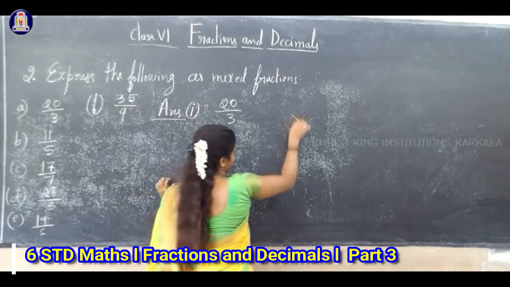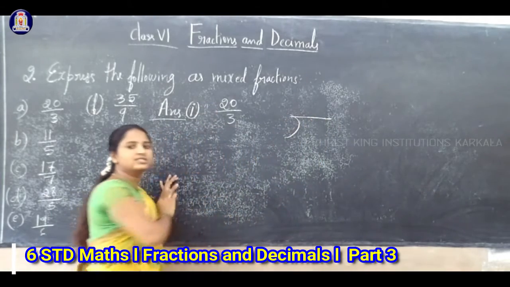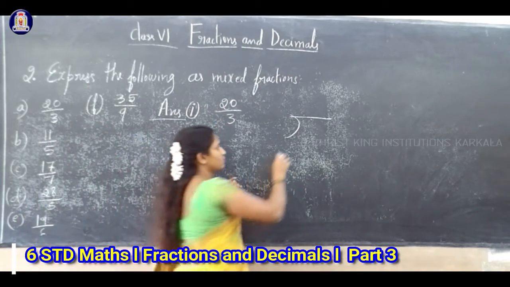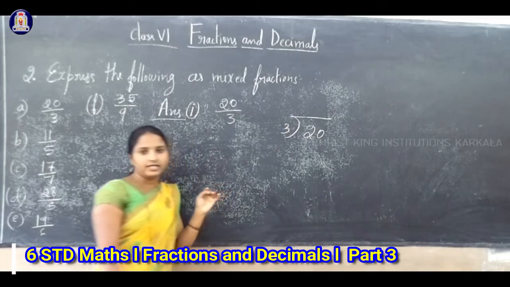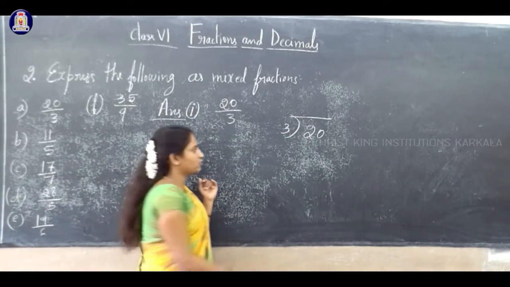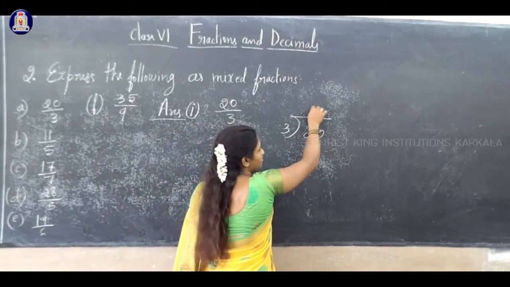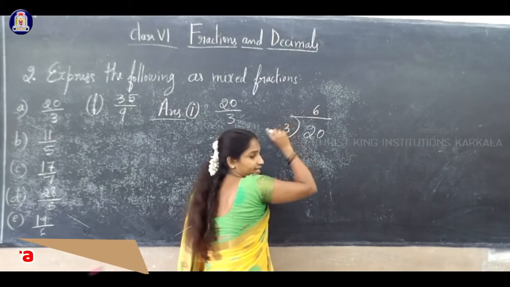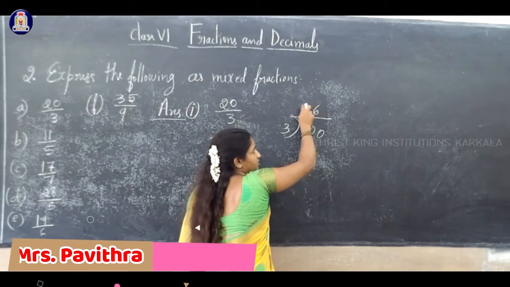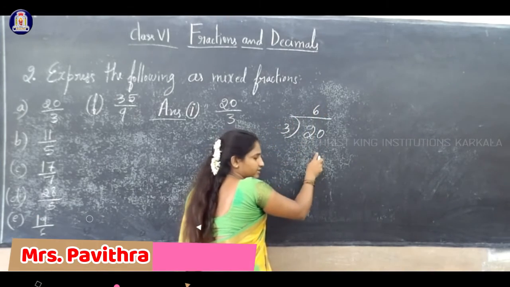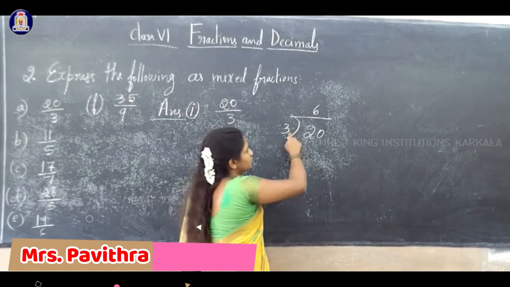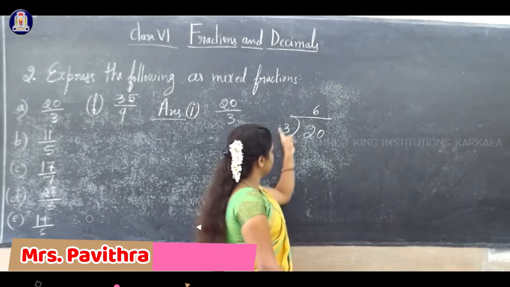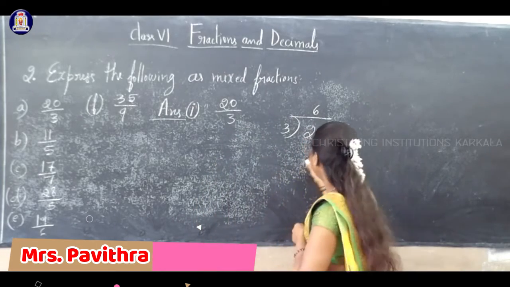You have to divide. In this, which is the dividend? The dividend is the numerator, that is 20. Which is the divisor? That is 3. Now, 3 how much are 20? 3 sixes are 18. We cannot write 7, because 3 sevens are 21, and from 20 we cannot subtract 21. So we consider 3 sixes are 18.